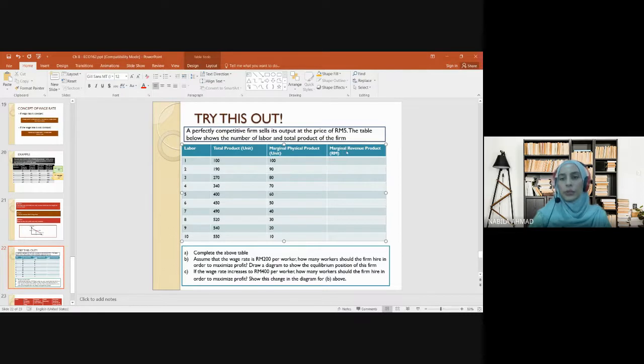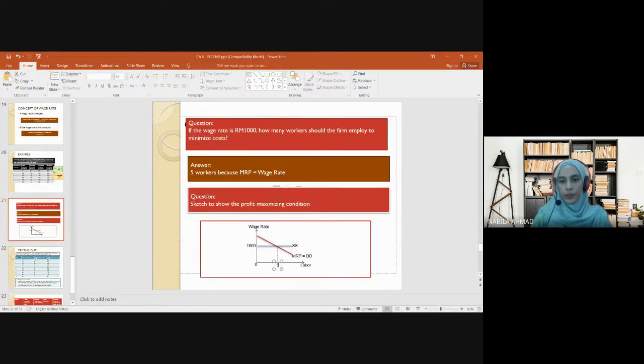Okay, MRP, MPP darab dengan price. Price tadi 5 kan? So 500, 450, 400, 350, 300, 250, 200, 150, 100 dan 50. Okay, assume the wage rate is 200 ringgit per worker. So how many workers should the firm hire in order to maximize profit? Jadi kalau firm nak maximize profit, cost dia adalah 200. Jadi revenue dia juga perlulah jadi 200. So di sinilah. So berapakah number of labor? 7. Jadi kalau kita nak sketch, so number of labor 7.